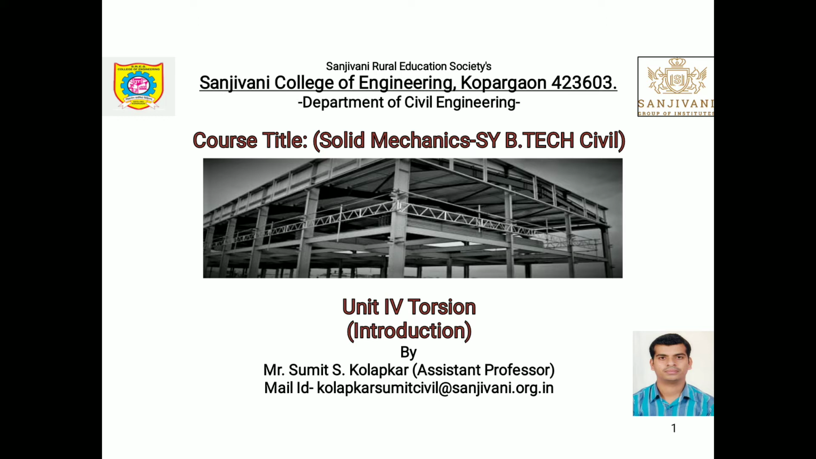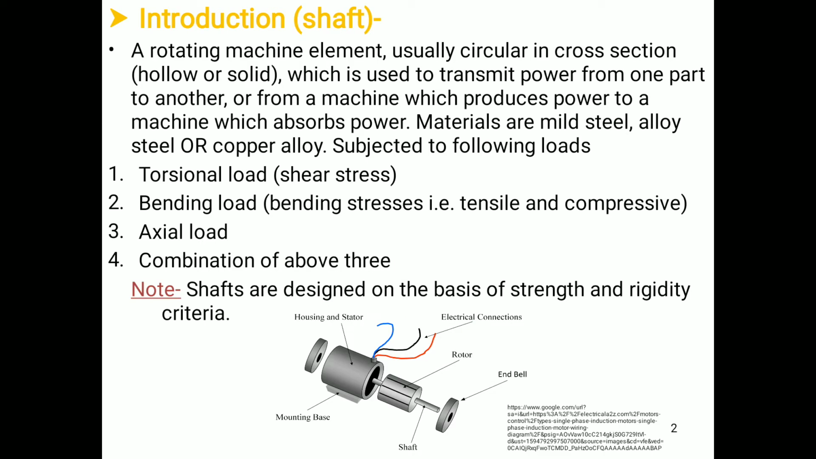In today's lecture, we are going to start a new unit, that is unit number 4, and the title of it is torsion. So first of all, we will move to the introductory part of unit number 4. So what is shaft? Because shaft is a machine element in which the torsion takes place. So before proceeding for actual part of torsion, it is necessary to define the shaft.